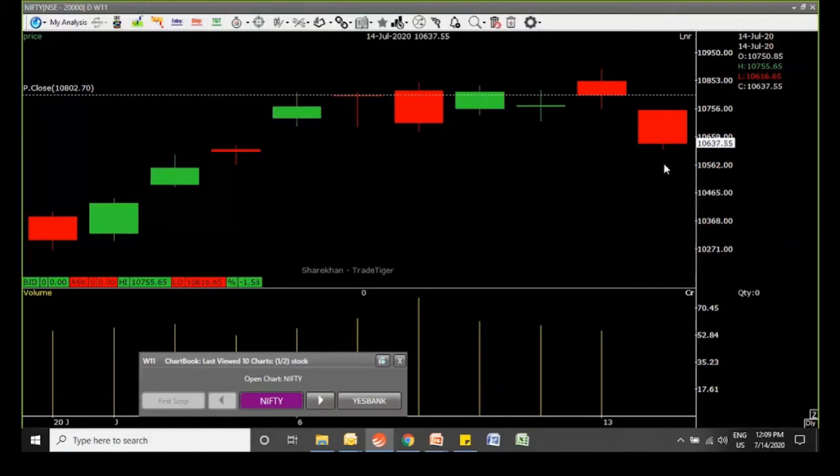I should not be drawing out any story from this candle, as we've learned, unless and until the candle is closed. I can call this a kind of doji candle. I can definitely call this candle a strong bearish candle because all those candles are complete. So we need to remember that.